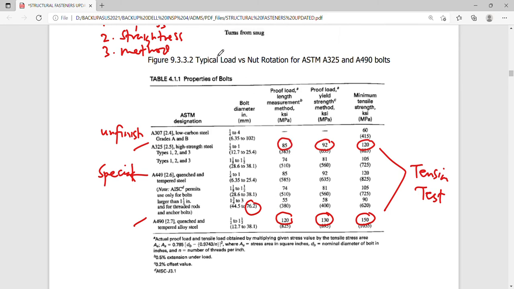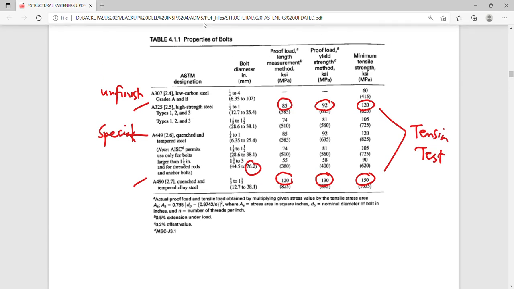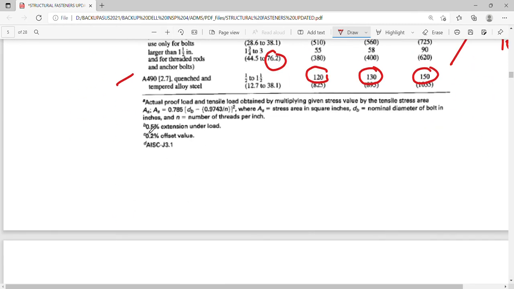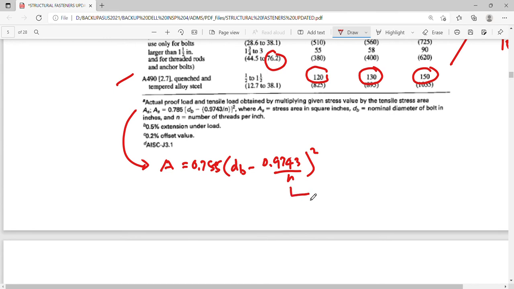So for your proof load computation that was plotted here, we need to look into the area. The area to be used as your proof load area is equivalent to 0.785 of the diameter of the bolt minus a certain value, which is 0.9743 over n. So this is what I was talking about earlier on the number of threads per inch.